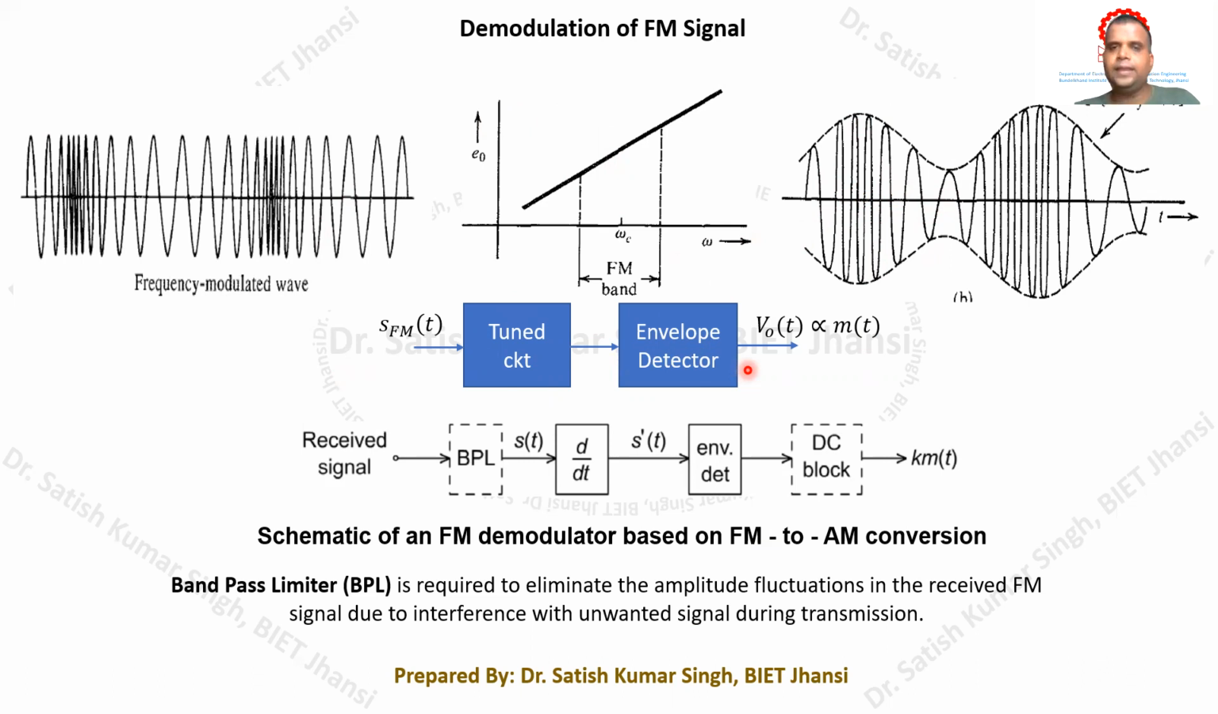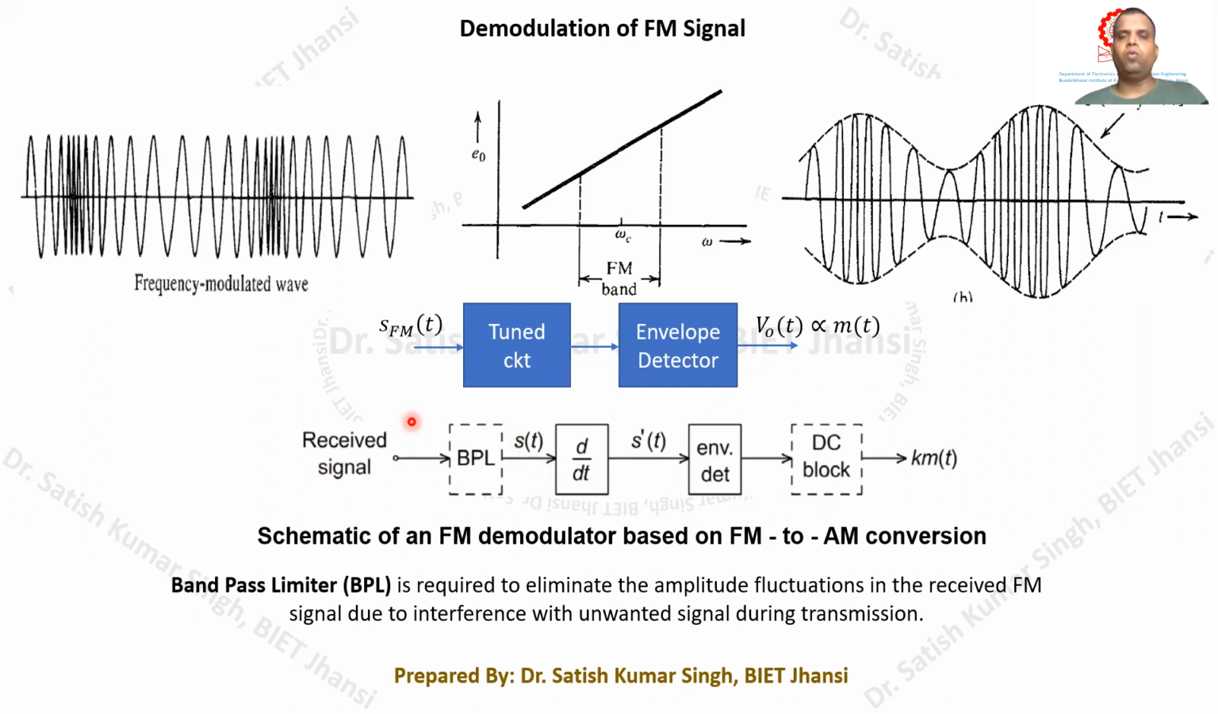You will find in most books that there is a generalized block diagram for demodulation of the FM signal. That generalized block diagram you can see here, in which we have to convert the FM to an AM signal. Remember that in both the cases, I haven't told you about this particular block. First of all, we have to have a received signal, which is our FM signal.